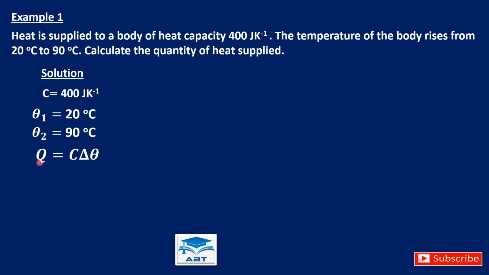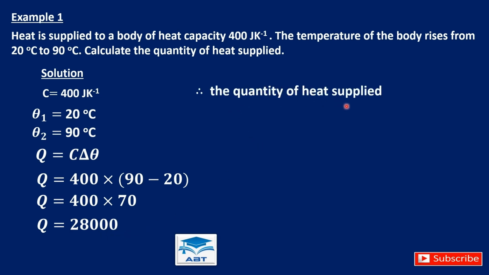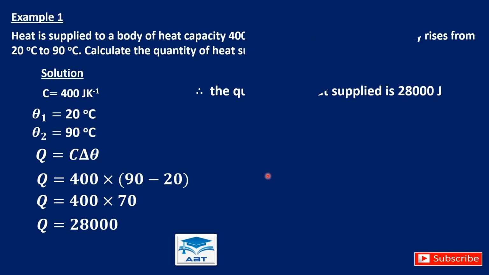And here the quantity of heat is given by the heat capacity times the temperature change. And the heat capacity here is 400 and the temperature change is 90 minus 20. That is the difference in temperature. And 90 minus 20 is 70. So we have 400 times 70 giving us 28,000. So the quantity of heat supplied is 28,000 joules.